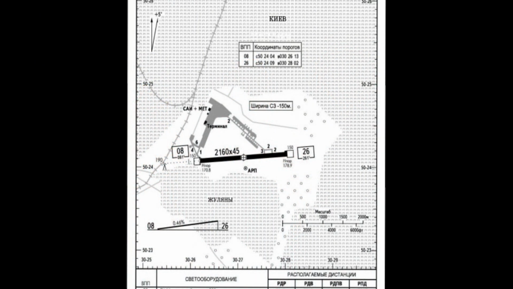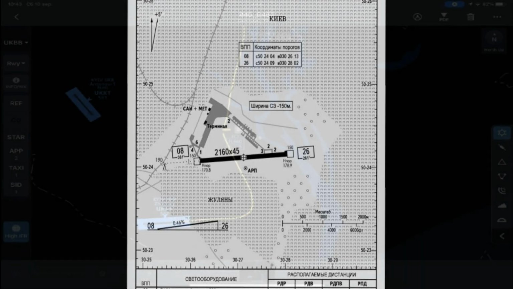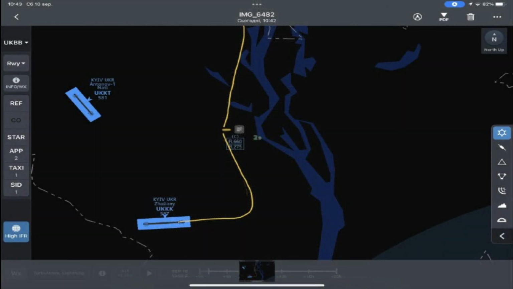The further work of investigators is the analysis. The standard way is the reconstruction of events. We are moving from a complete stop of the aircraft on the ground to the beginning of the approach and looking at where exactly something went wrong.